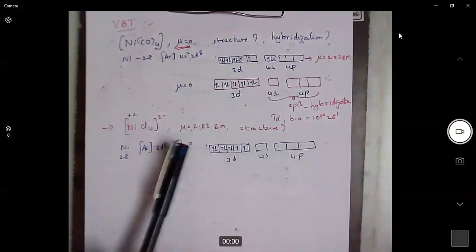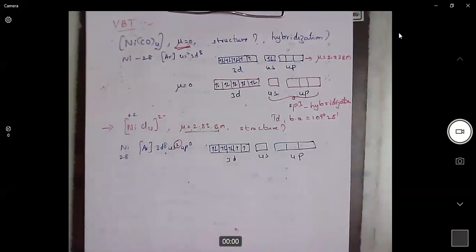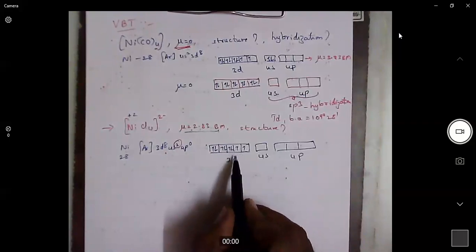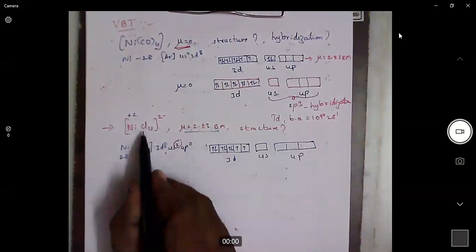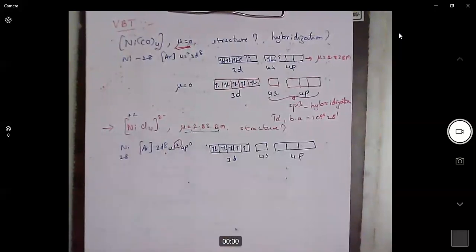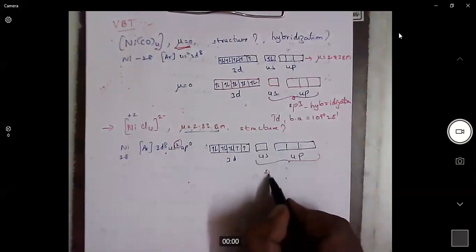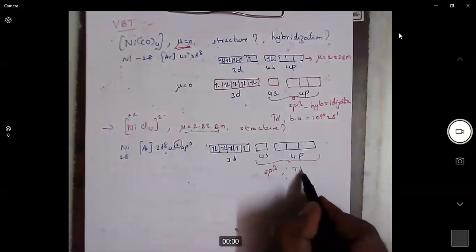Now the magnetic moment is given. It is 2.83 Bohr magnetons. 2.83 Bohr magnetons is expected for a metal ion which has 2 unpaired electrons. That means this electronic configuration is perfectly matching with the magnetic moment value. Then there are 4 chlorine ligands, so we need 4 empty orbitals. Here these 4 empty orbitals will be utilized. So it will be sp3 hybridization and tetrahedral shape.